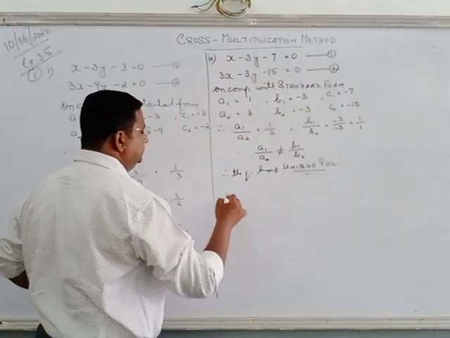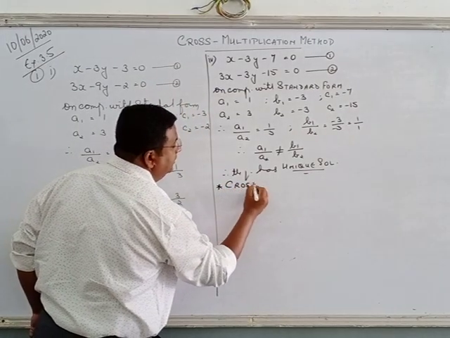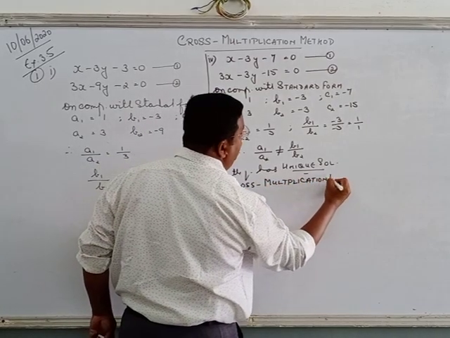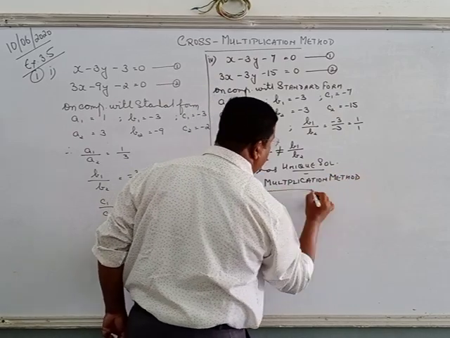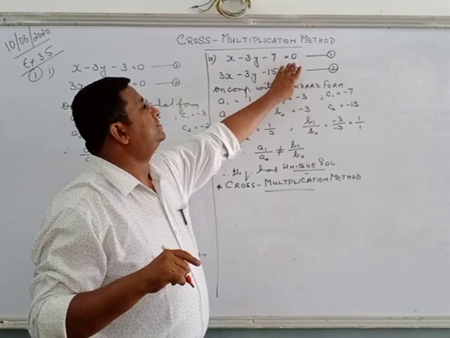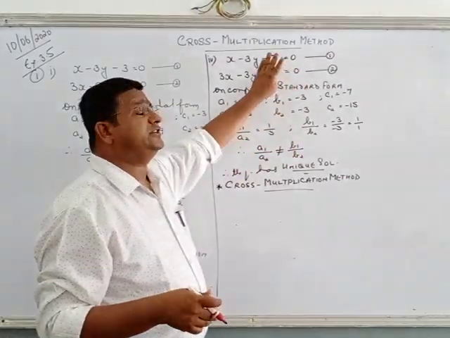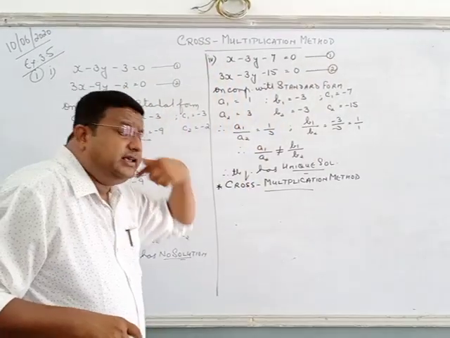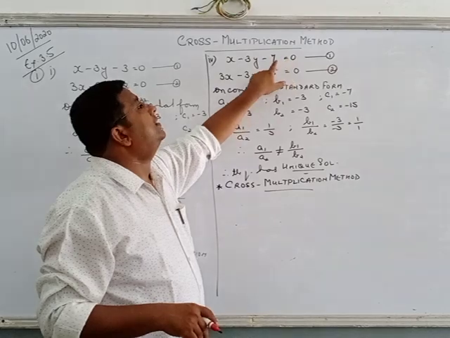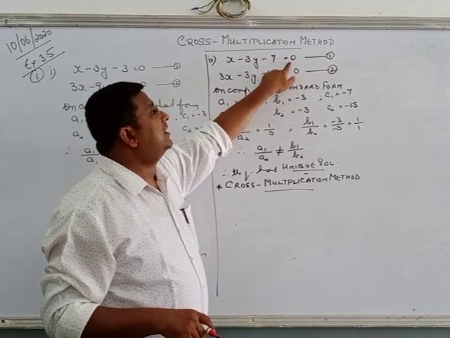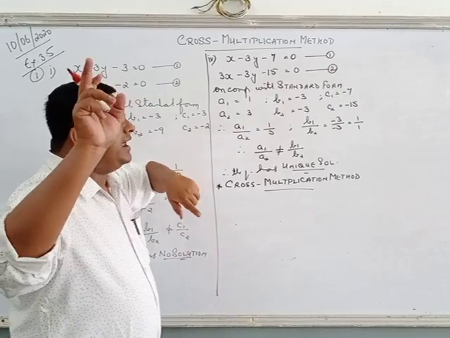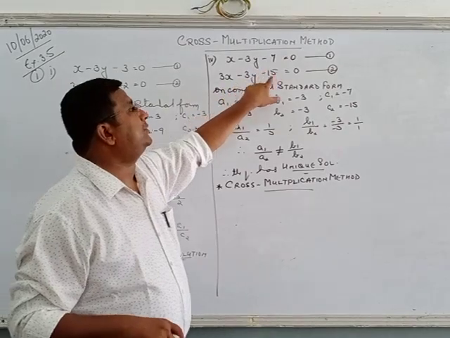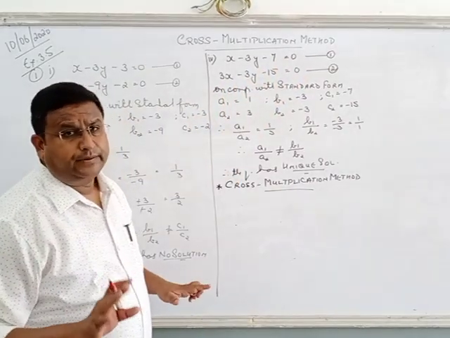First, cross multiplication method. The first and foremost thing that we should remember is that the equation must be in the standard form. Yes, there are methods in which we can leave the constants on the other side and solve it. But the easy method to understand is to bring the constants also on the same side, and convert the equation into standard form: a1x plus b1y plus c1 equals 0, a2x plus b2y plus c2 equals 0. I hope it is clear.